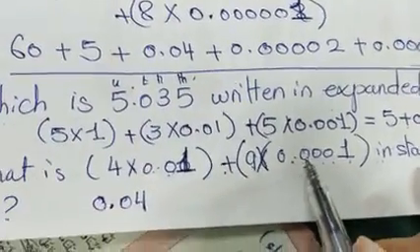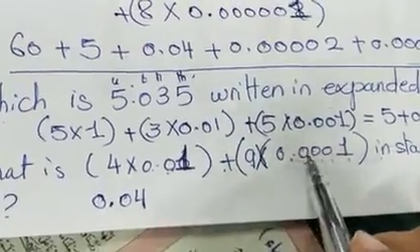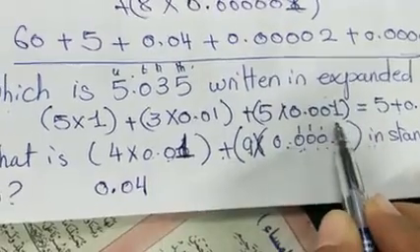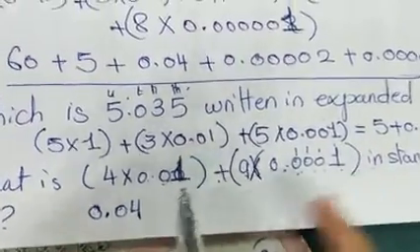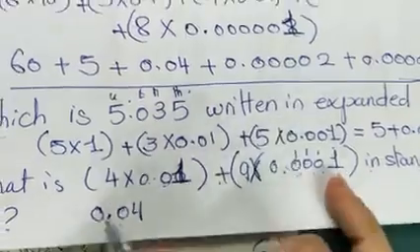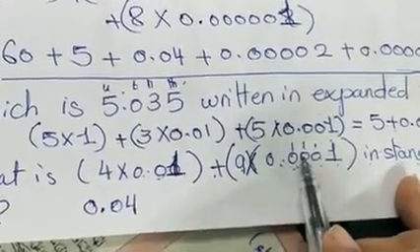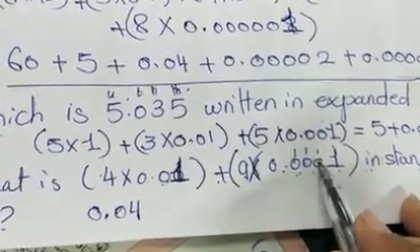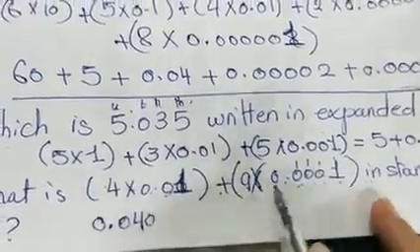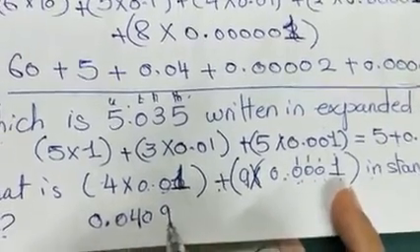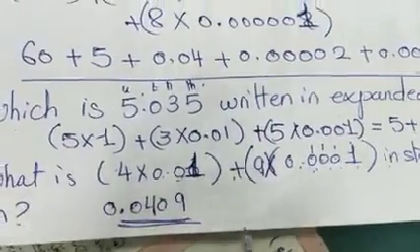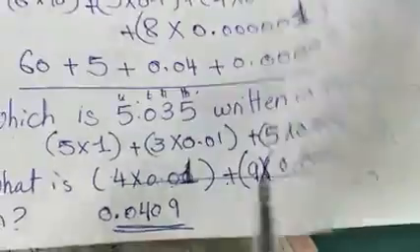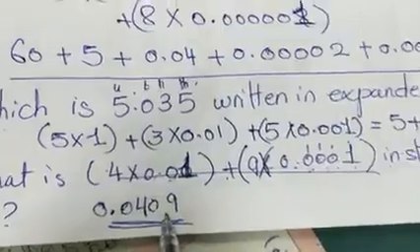Now this one, in which place? This is the tenths, this is the hundredths, this is the thousandths, this is the ten-thousandths. So I have the tenths as 0, the hundredths as 4, the thousandths as 0, then I have the 9 in the ten-thousandths. This is the standard form: how we convert the expanded form to the standard form.